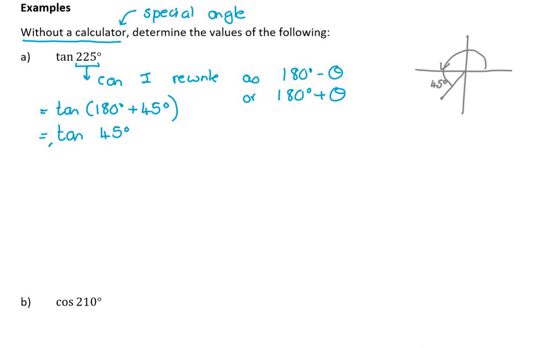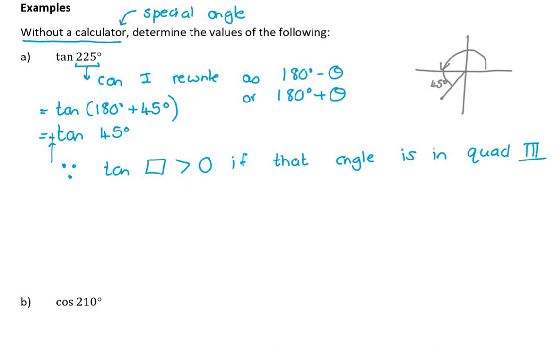The question is, is it positive or negative? Is this a positive cousin or a negative cousin? And it's positive because tan of an angle is greater than 0 if that angle is in quadrant 3. And this angle is in quadrant 3. The angle of 225 is in quadrant 3. And so that's why this is the positive cousin for 45.